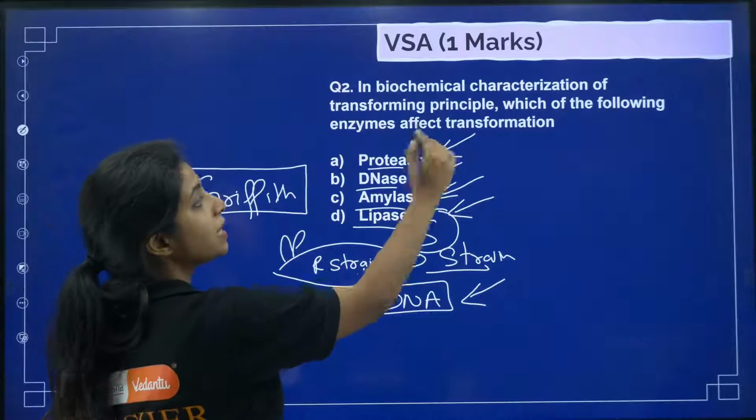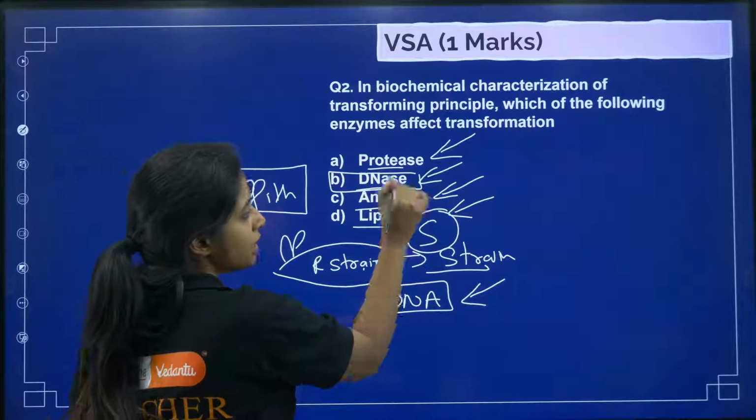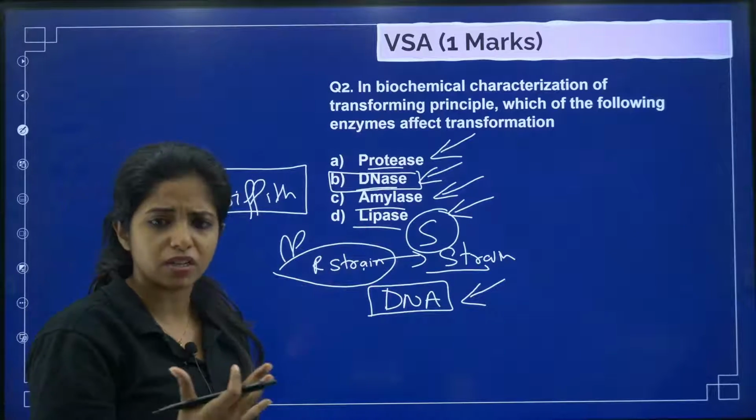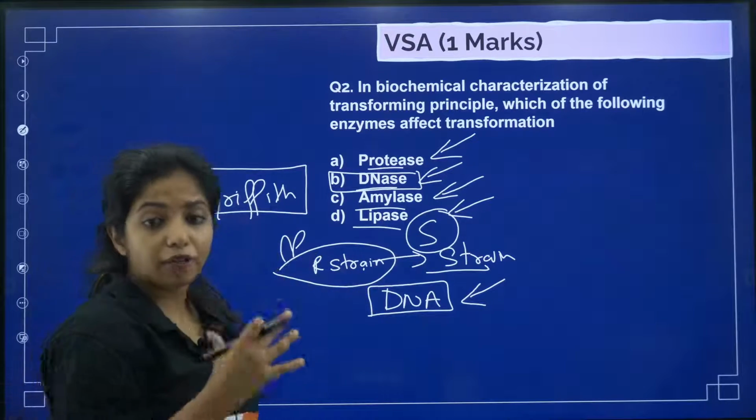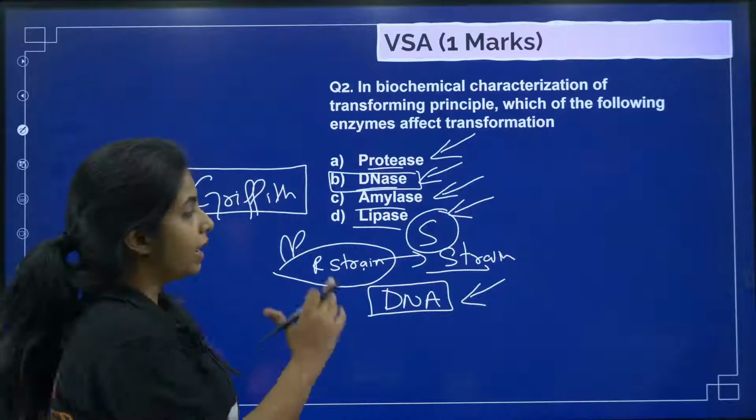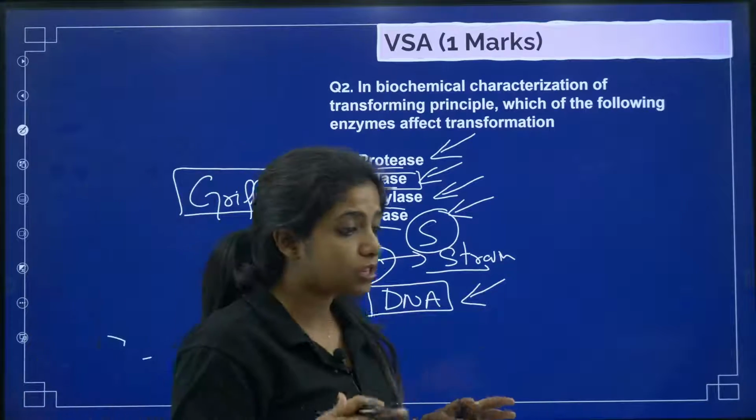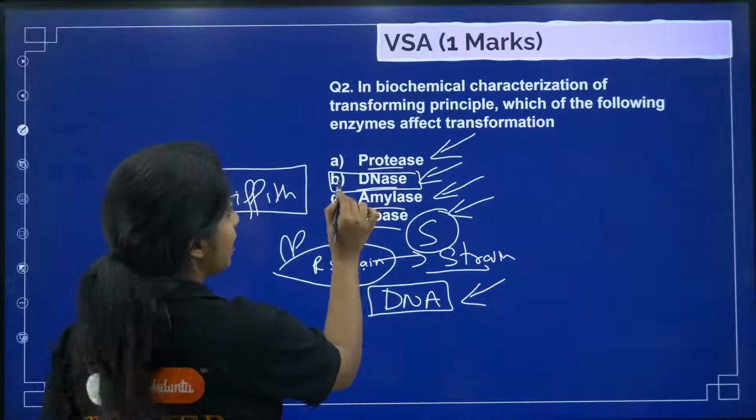So which of the following enzymes affect transformation? It was DNase, not protease. Protease affects proteins, but proteins have no role over here in the transformation. Amylase affects the carbohydrates, again there is no role. Lipase breaks down fat, again no effect. So I'll say it is B.